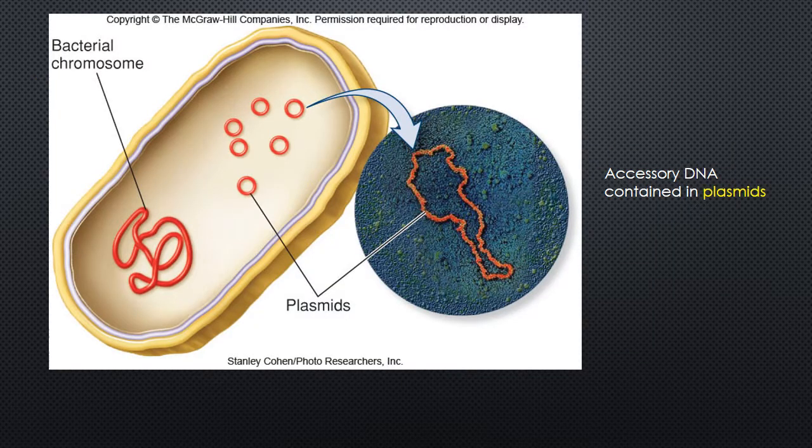So here is a picture of those plasmids that we talked about. Those are just accessory DNAs, and they're usually circular and very small, and they just contain extra genes. And sometimes this is where the genes are located for antibiotic resistance, so they do play an important role.